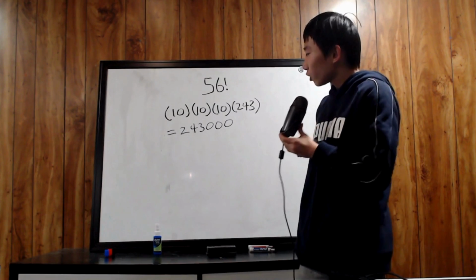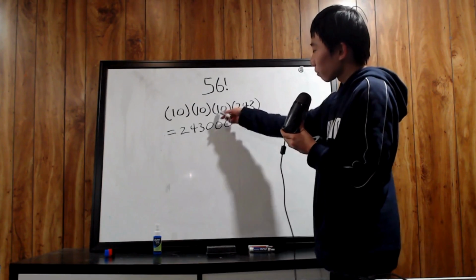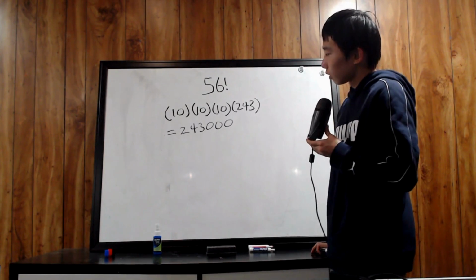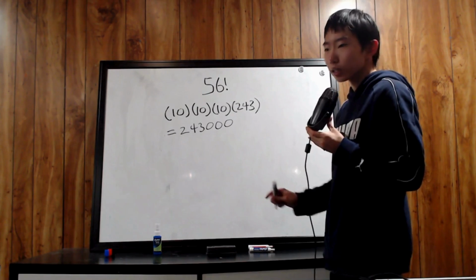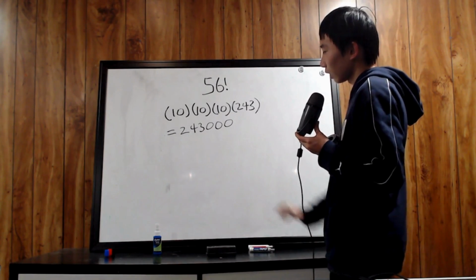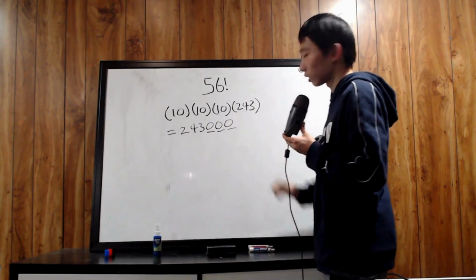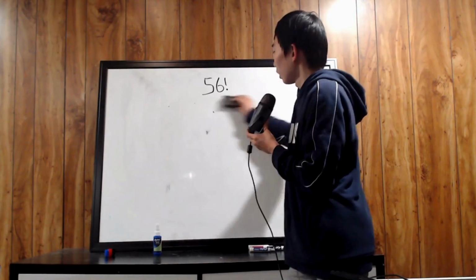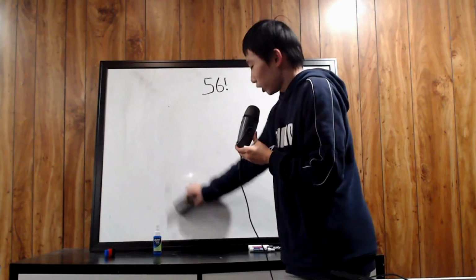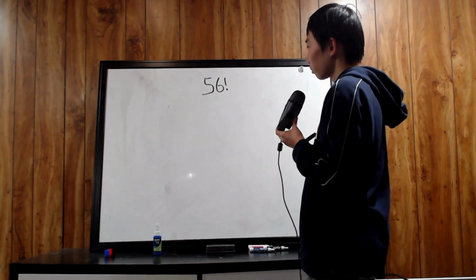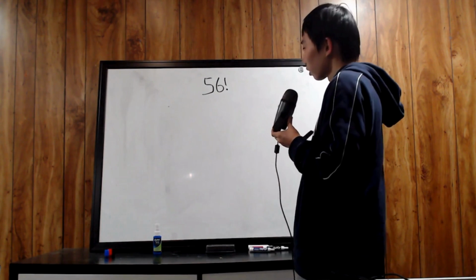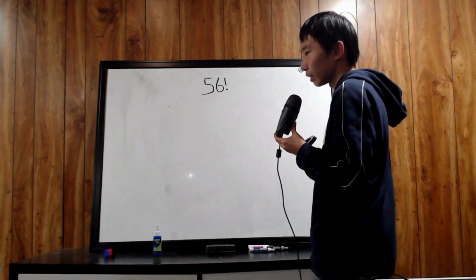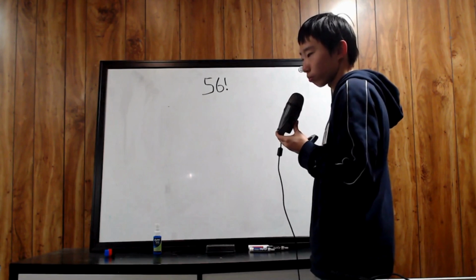Okay, have you noticed the pattern? Whenever we multiply by 10, that appends an extra trailing zero, right? So for every time 10 is multiplied in the product, an extra trailing zero is added. So, in order to find the number of trailing zeros in 56 factorial, we just have to count the number of times 10 is multiplied in the product. Or in other words, we just have to count the number of factors of 10 in 56 factorial.